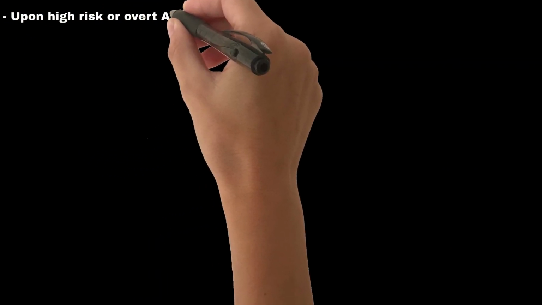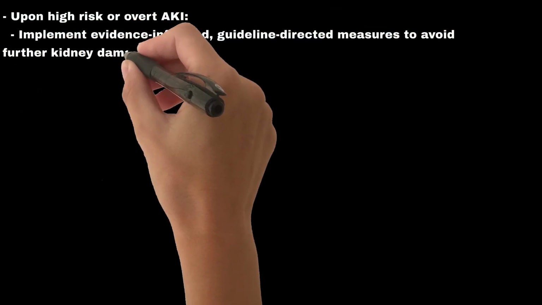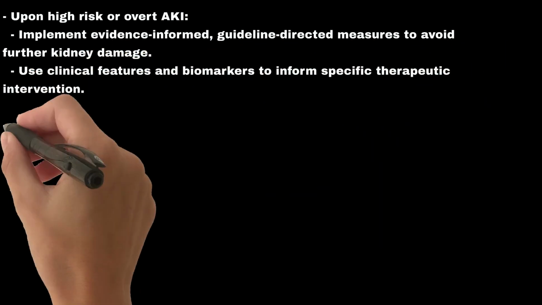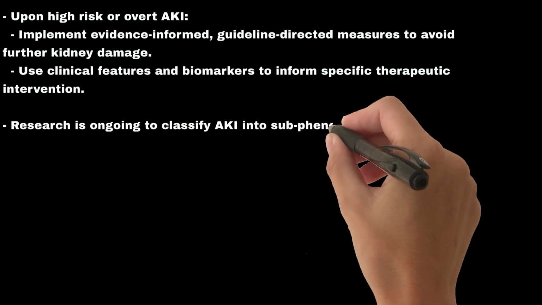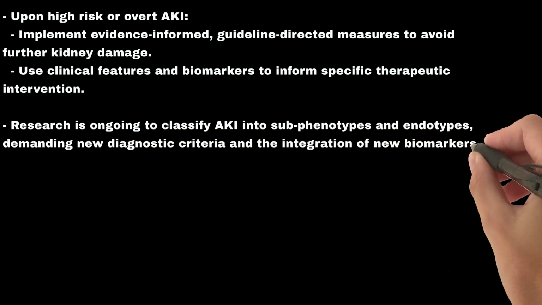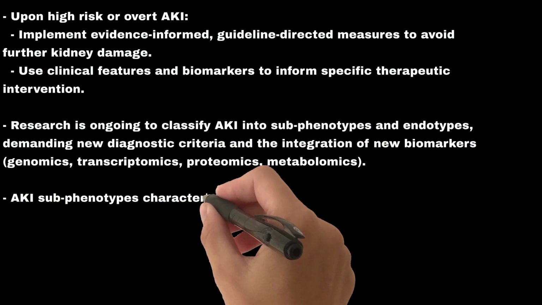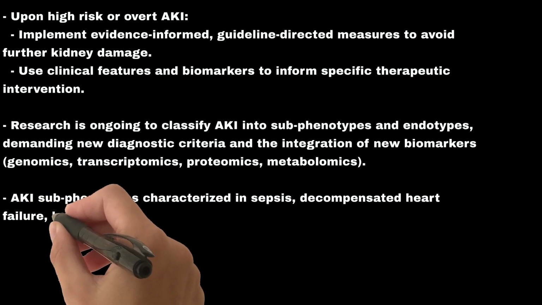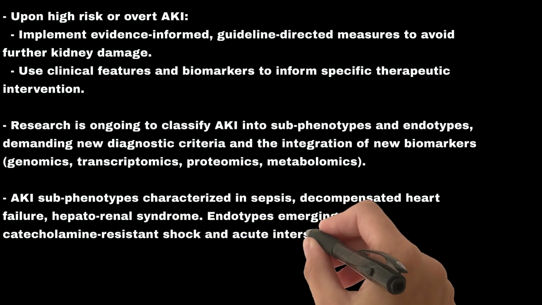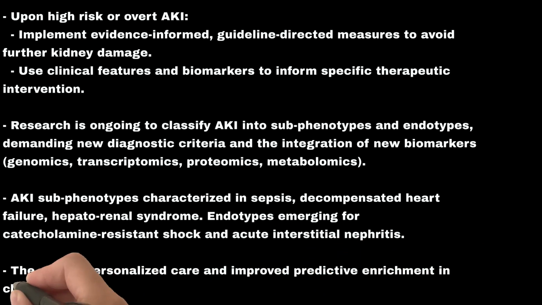Upon high risk or overt AKI, implement evidence-informed, guideline-directed measures to avoid further kidney damage. Use clinical features and biomarkers to inform specific therapeutic intervention. Research is ongoing to classify AKI into subphenotypes and endotypes, demanding new diagnostic criteria and the integration of new biomarkers, genomics, transcriptomics, proteomics, metabolomics. AKI subphenotypes characterized in sepsis, decompensated heart failure, hepatorenal syndrome. Endotypes emerging for catecholamine-resistant shock and acute interstitial nephritis. The goal is personalized care and improved predictive enrichment in clinical trials.